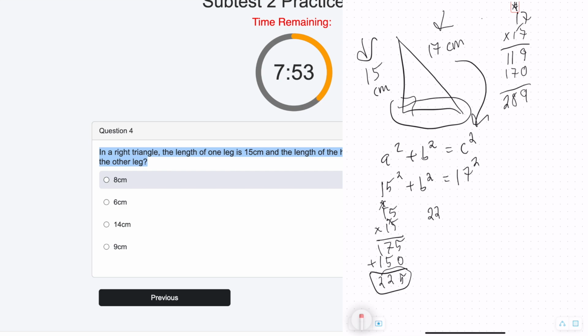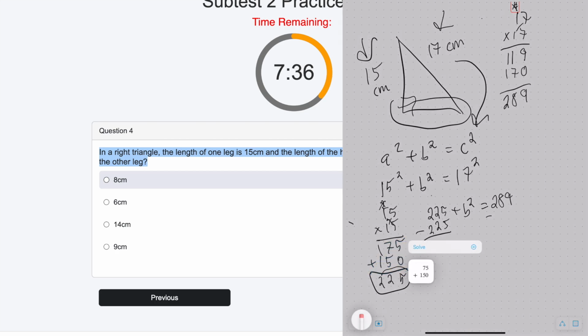There we go. Now let's input this here, and let's rewrite our problem, our Pythagorean theorem, with the answers or the products that we just found. So we have 225 plus b squared equals 289. And what we want to do next is subtract the 225 from both sides to get the b squared by itself.